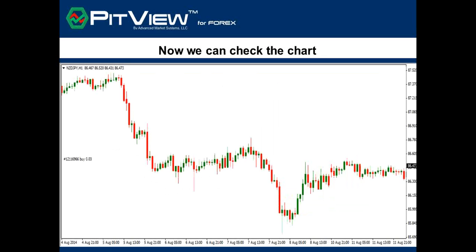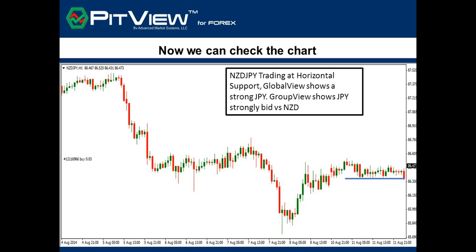We looked at the chart. We saw that it was hitting off of a horizontal support level, that it was starting to hit a horizontal support level. This would be an example of just a very simple breakout trade. New Zealand yen's trading at horizontal support. Global view confirms the strong yen. Group view shows yen strongly bid versus New Zealand. We'd be looking for this to go down because when it goes down, that's New Zealand getting weaker, the yen getting stronger.